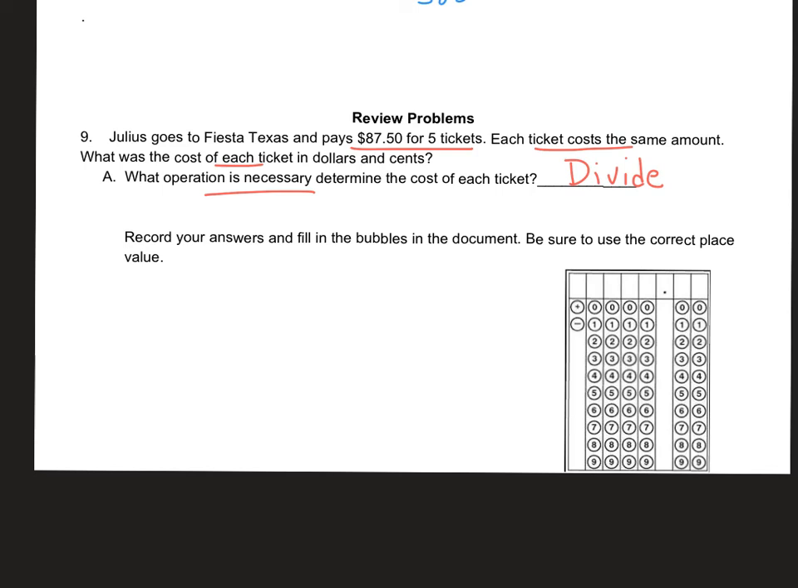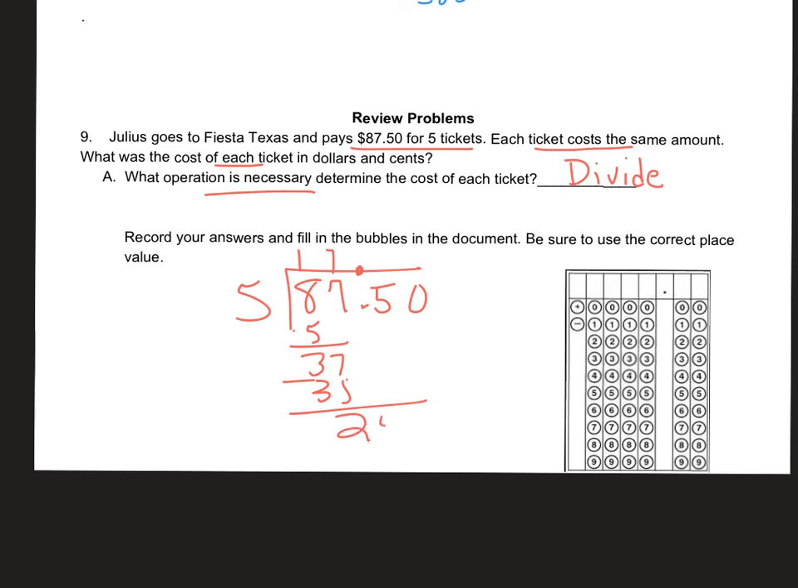what I'm going to do then is take my $87.50 and divide it by 5. And when I do that, I get the following: $17.50. So for one ticket, it would cost me $17.50. Make sure if you're ever given a griddable item that you are entering everything in its correct place value.